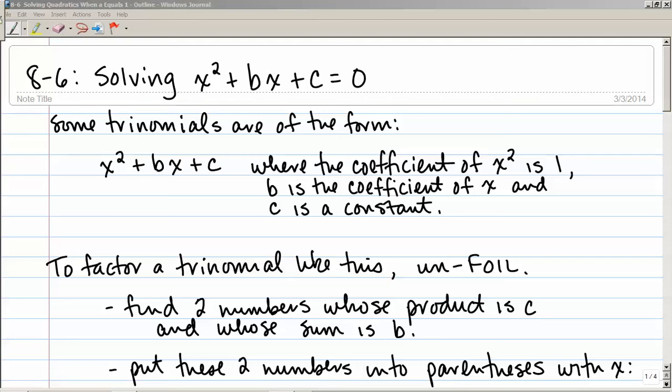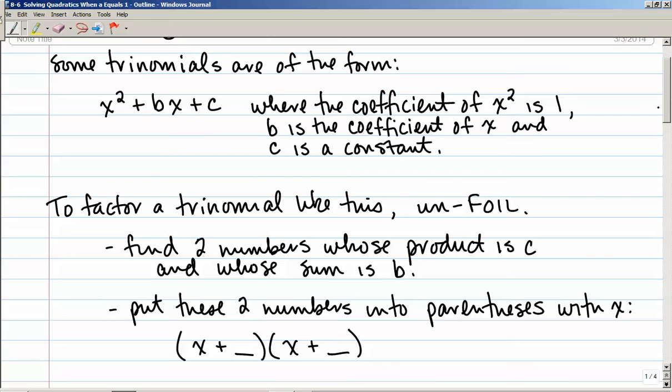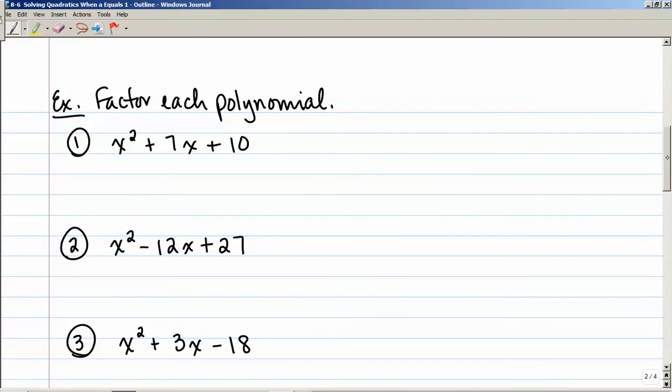In order to factor a trinomial that's in this form, we basically want to unfoil. We want to take it apart into two binomials. So the way we're going to do this is we're going to try to find two numbers whose product is c, two numbers that multiply to c, and then the same two numbers have to have a sum of b. The same two numbers have to add up to b. So once we find those numbers, we're going to put them into the parentheses with x. So one binomial will be x plus whatever number I come up with, and the other one is x plus the second number that I come up with. Let's take a look at several examples here.